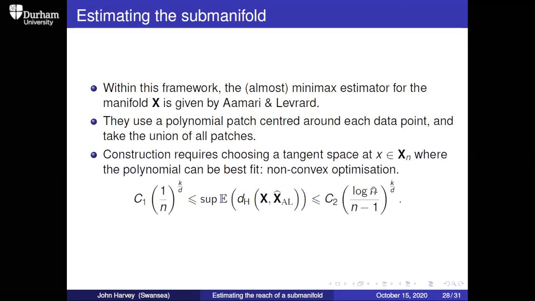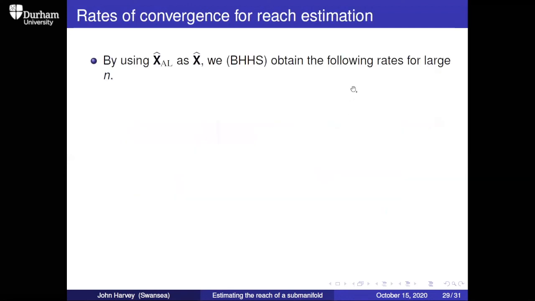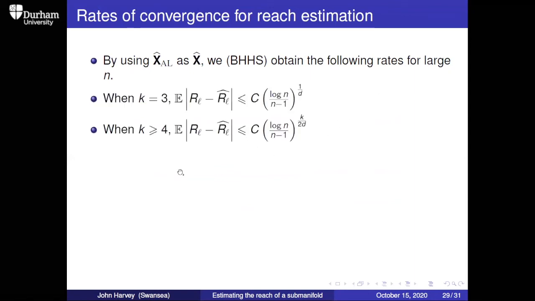the performance of the estimator is essentially at a rate n to the minus k over d. And the best possible theoretical performance they've shown is n to the minus k over d. So it's essentially optimal. There's this log factor here, which probably is present in the lower bound. This is probably the best rate of convergence you can get for finding the submanifold. So we're going to take that estimator, plug it into our machinery, and we're going to get our own bounds.